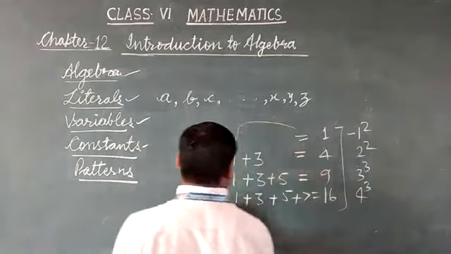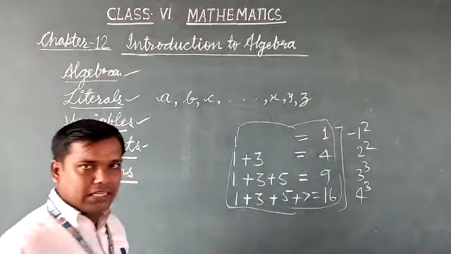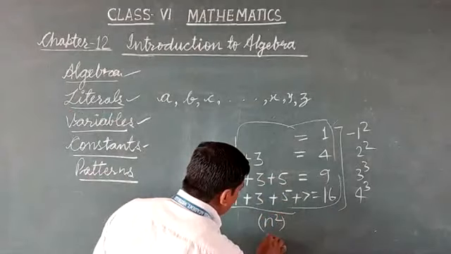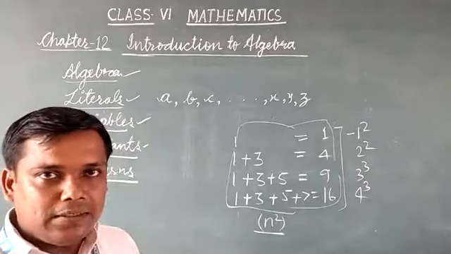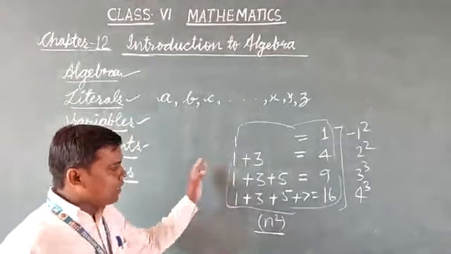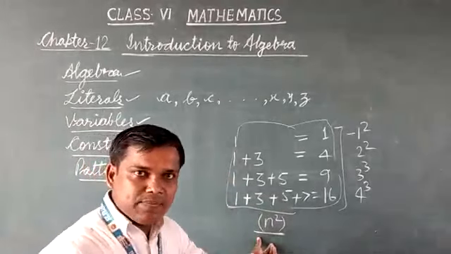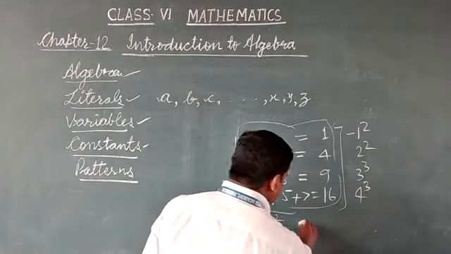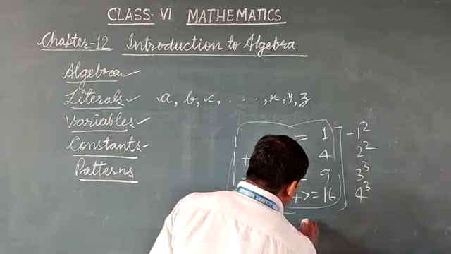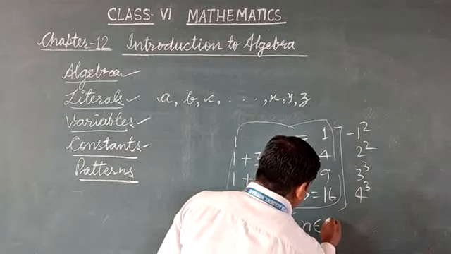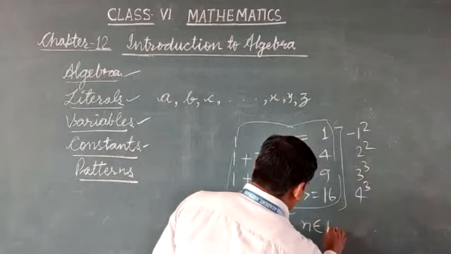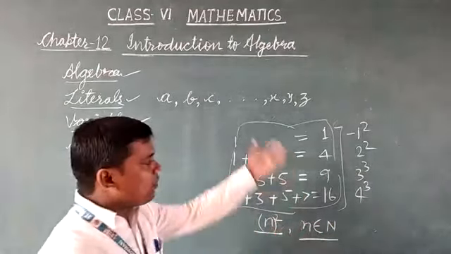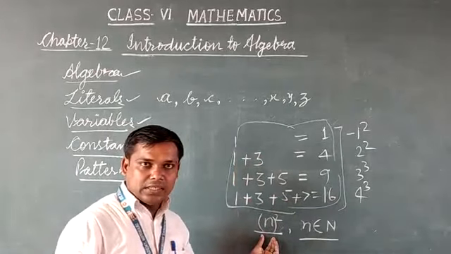Like this, if patterns are given to us, we may write a relation between them. As in this case, the pattern we write is n square, where n is a variable. So to represent this pattern, we write in algebra like this: n square. n is a variable which belongs to natural numbers. And this pattern may be generalized in this way, n square.